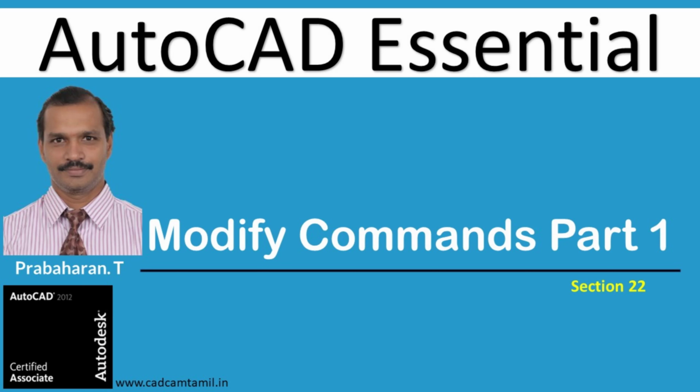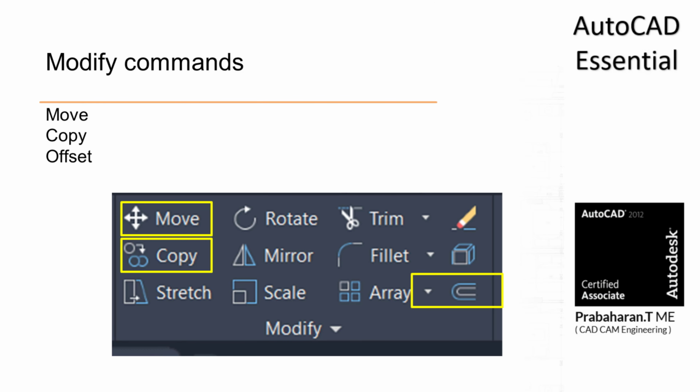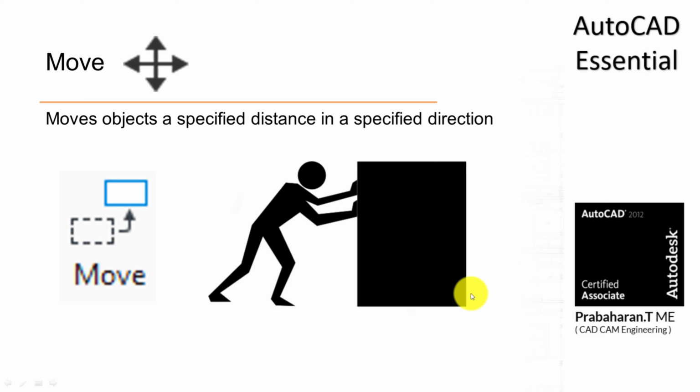There are plenty of modify commands we have. We will see part by part. In part 1, we are going to discuss the very important modify commands of move, copy and offset. This is the modify ribbon. So in this ribbon, we can access those commands by clicking these buttons, move, copy and offset. First, let me go for the move command.